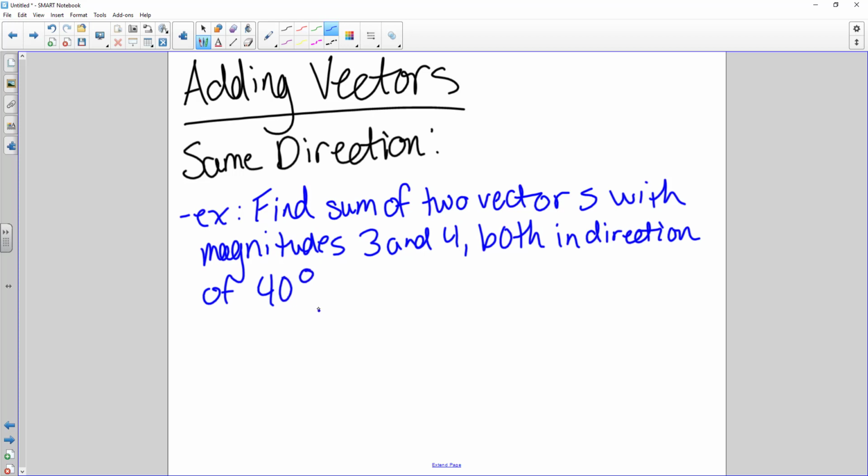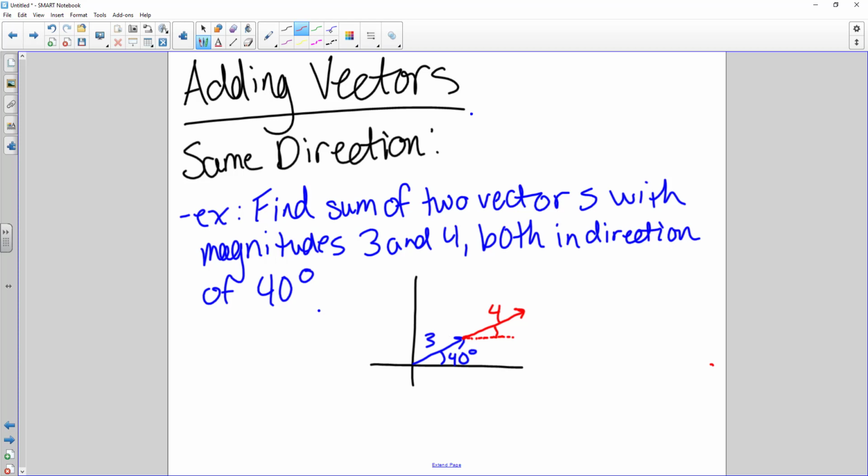So this should be in quadrant 1 since it's 40 degrees. Let's say the first one looks like this. Right here is 40 degrees, and this one has a magnitude of 3. Now the next one is also 40 degrees, so I'll start from the end of the first one. If I had a 0 over to the side like this, then from there 40 degrees would look like that. This is 4. They're both 40 degrees, going in the same direction.